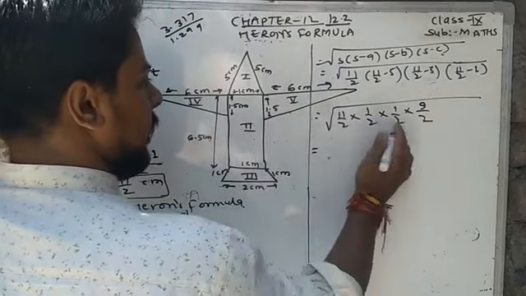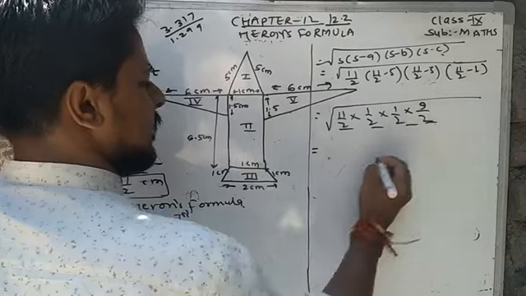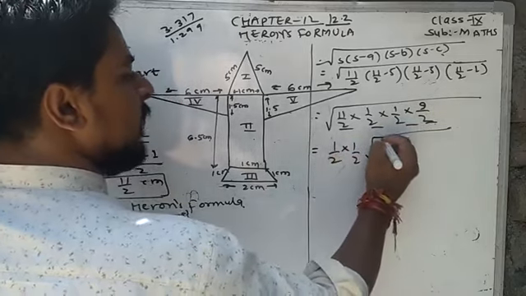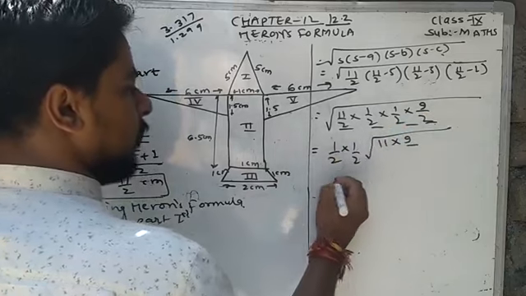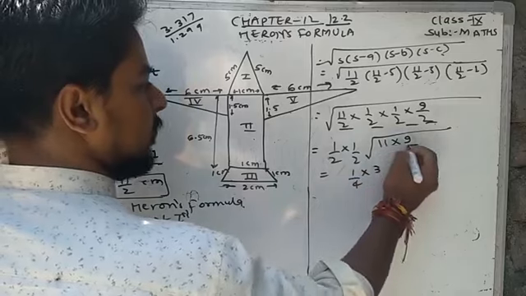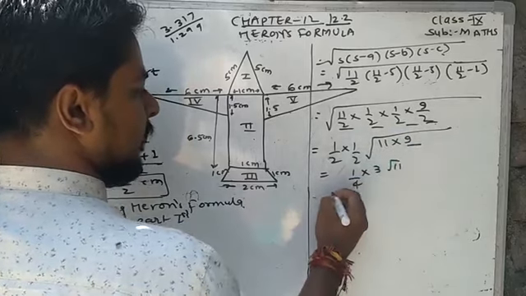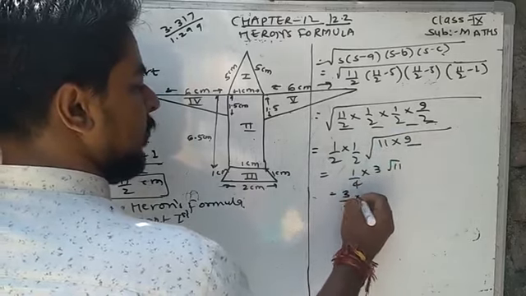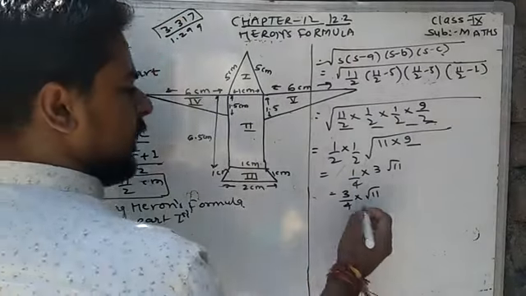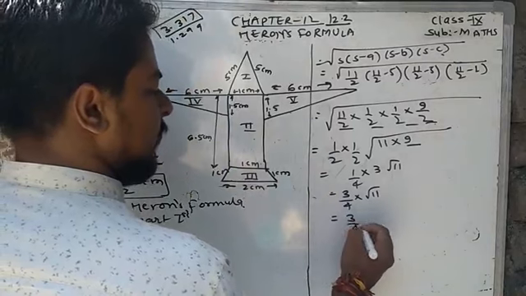Since a pair of 2s exists in the denominator, 1 by 2 into 1 by 2 will come outside the square root. It will be 11 into 9 under the root. The square root of 9 is 3, and it is root of 11. That means 3 by 4 into root of 11, and the square root of 11 is about 3.317, so it is 3 by 4 multiplied by 3.317.